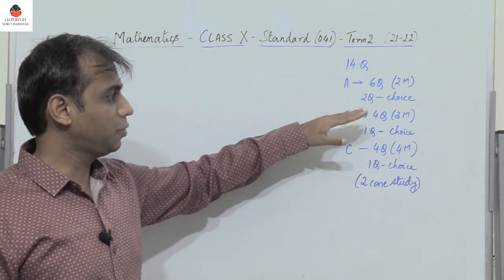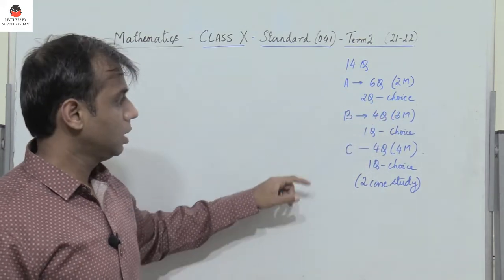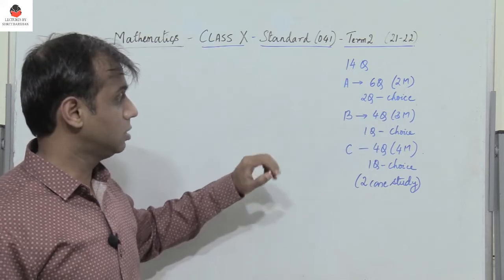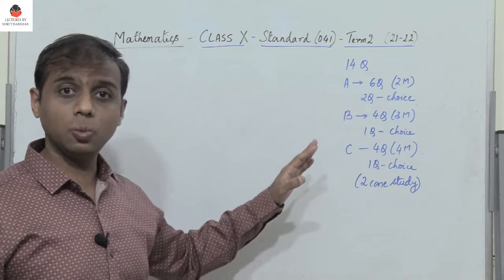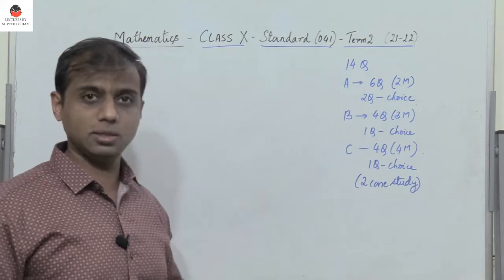In Section B, there are 4 questions of 3 marks each. There's an internal choice in 1 question, and in Section C, there are 4 questions of 4 marks, and there is 1 internal choice, and then you have 2 case studies.